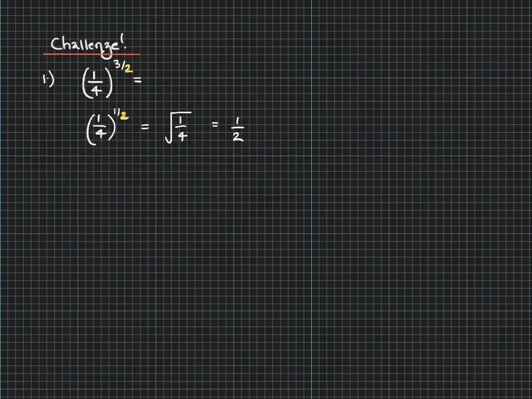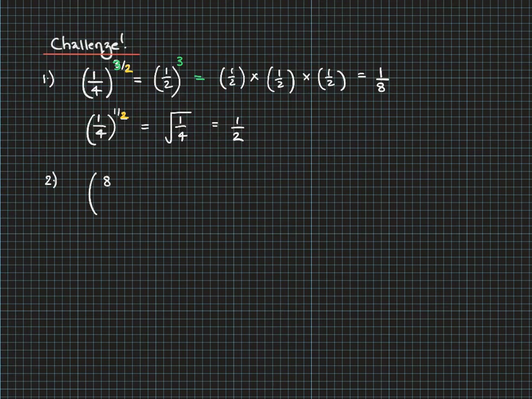So now we have to take that 1/2 and we have to raise it to the numerator of this power, which is 3. Now what does that mean? It means a half multiplied by a half multiplied by a half, which gives me an answer of 1 in the numerator and 2 times 2 times 2, 8 in the denominator. Quite a tricky question.